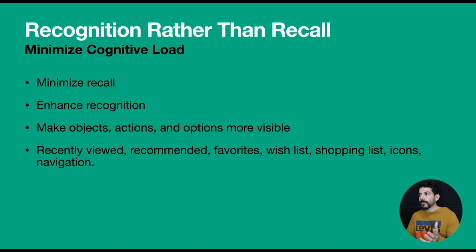So examples would be putting recently viewed on the dashboard or homepage, or "you viewed this product," or "we recommend this after viewing this," or favorites, wish list, shopping list, icons, navigation. So like the icons and navigation where it shows the icon and it shows what its function is. You want to guide that to the user. You don't want them to remember from a week ago that the icon means that. You want that to be visible for them all the time, so they won't have to use their recall.